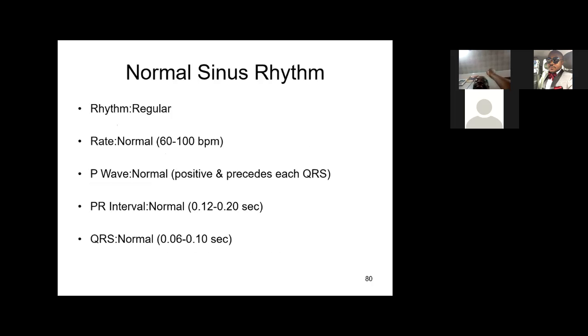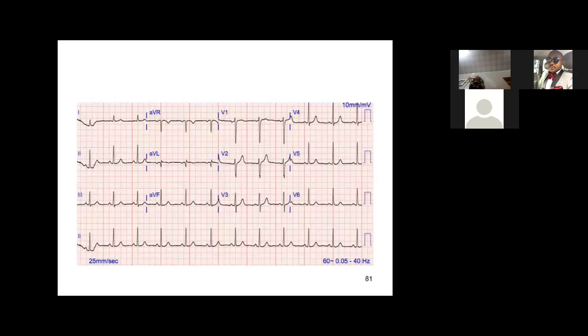So here are some common ECG anomalies. Now the normal sinus rhythm is regular, rate is normal, P wave normal, positive and precedes each QRS. PR interval is normal and QRS is normal. And that's the normal ECG.